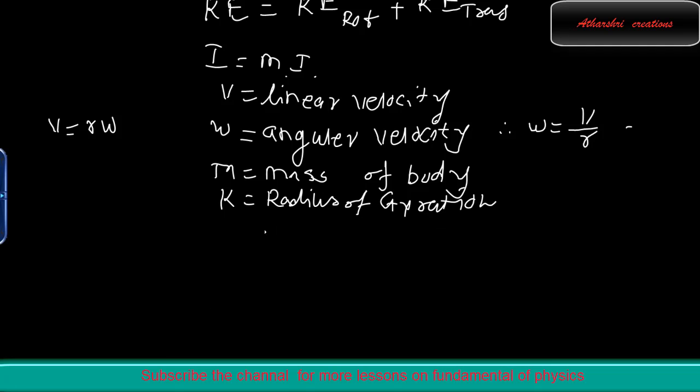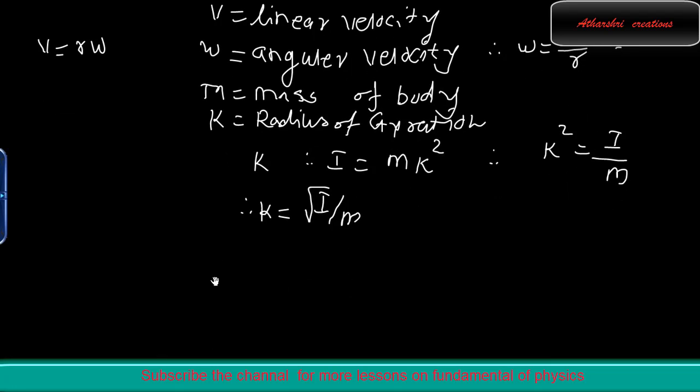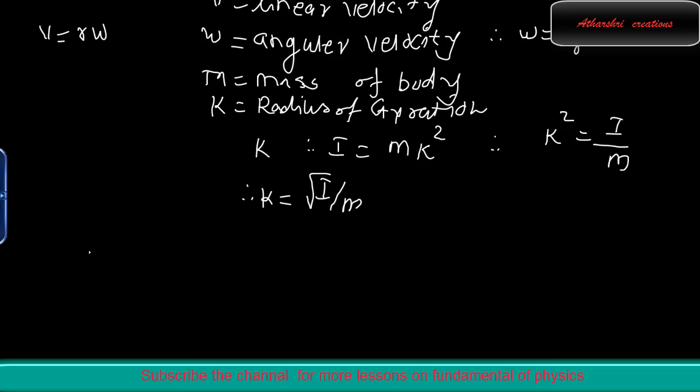Now this radius of gyration is K in such a way that I equal to M into K square. We can write K square equal to I by M, or we can write K equal to under root I divided by M. Now see, substituting these values in the above equation, the total kinetic energy.